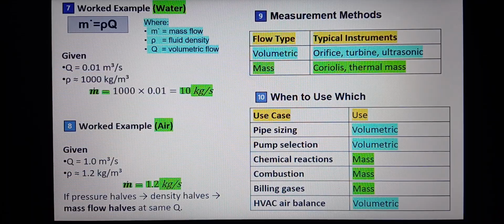When to use which? In the use case of pipe sizing, pump selection, and so forth, this is where you would use the different types of measurements. For pipe sizing, you use volumetric. For pump selection, you use volumetric. For chemical reactions, you'd use mass. Combustion, you'd use mass. Billing gases, mass. And HVAC and air balance is volumetric.